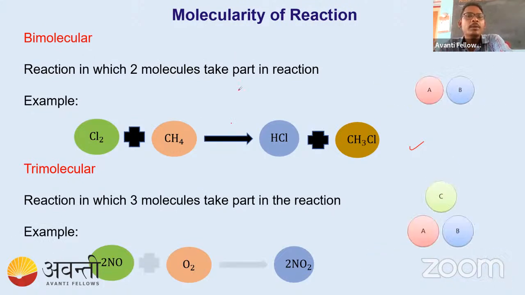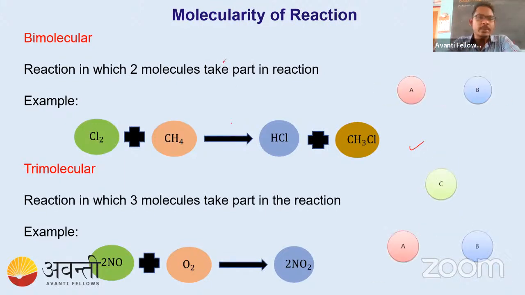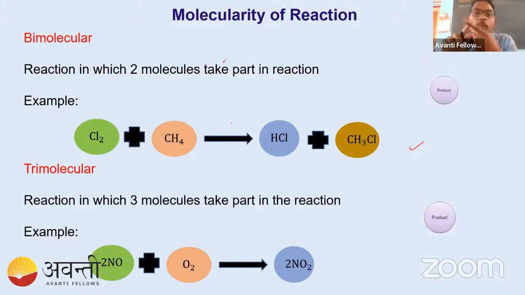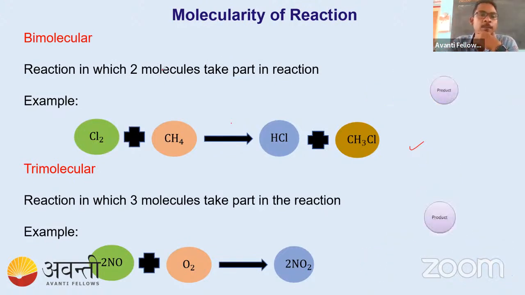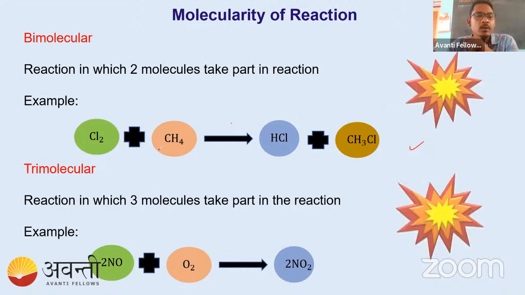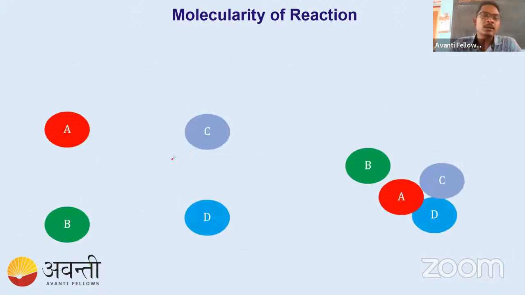So now tell me, everyone understood how to find out the molecularity? Simple. The number of particles that give us the product, that number is called molecularity. So here we are taking 2 molecules, so the molecularity is 2. And here we are taking 3, so molecularity is 3, trimolecular. So now tell me, here we are taking 4 molecules A, B, C, D, and they give us the product. What is the molecularity in this case?